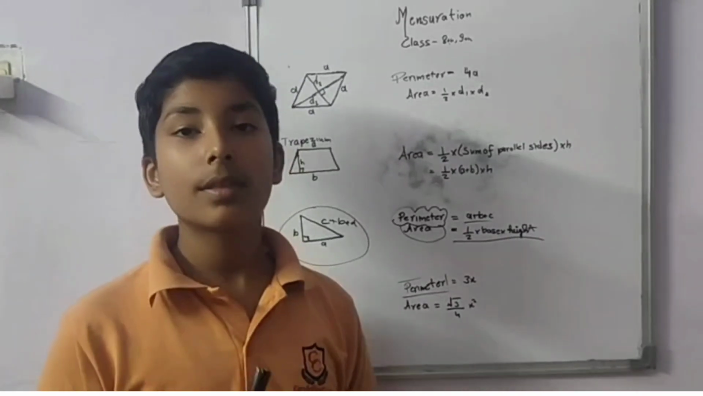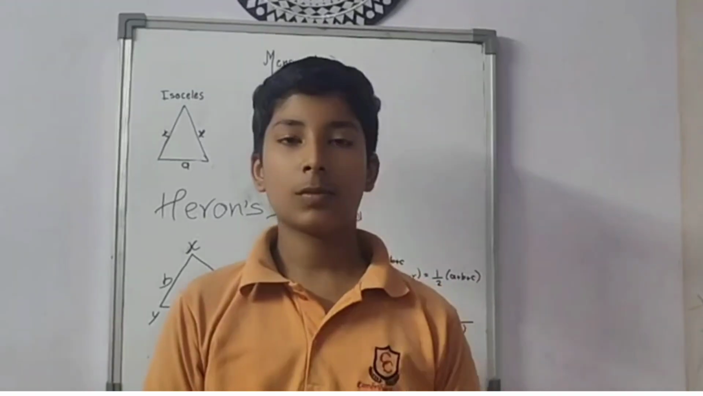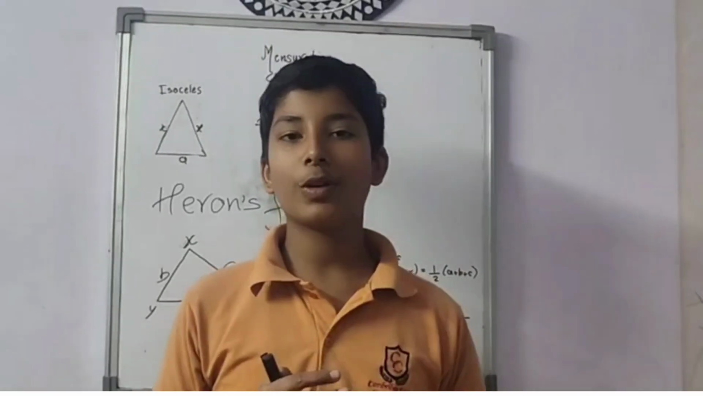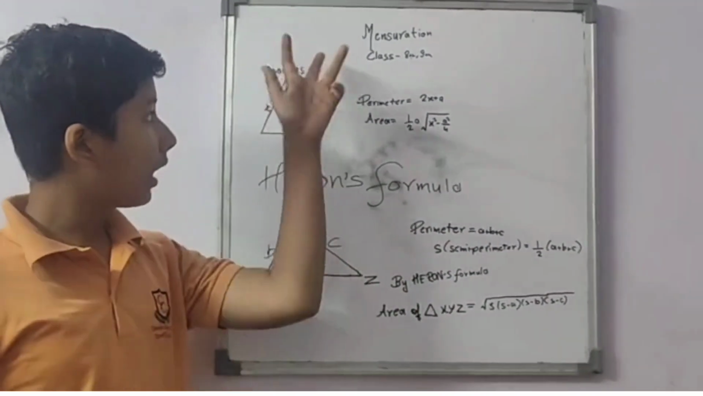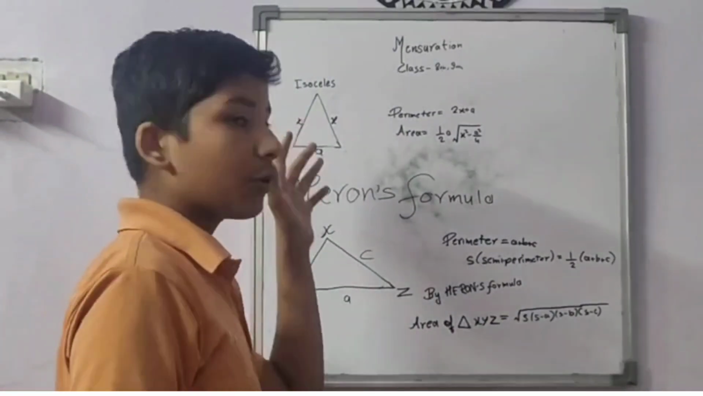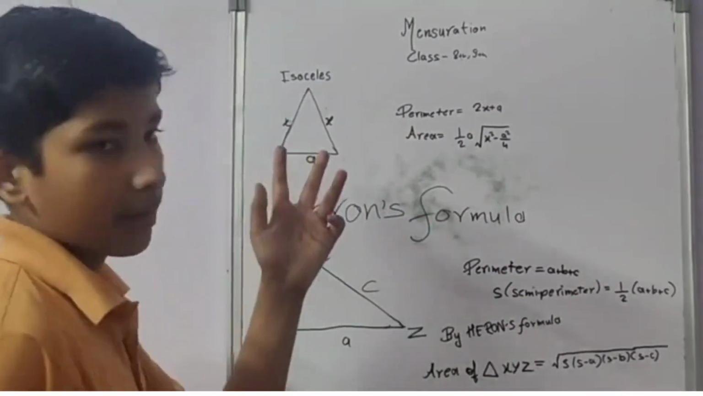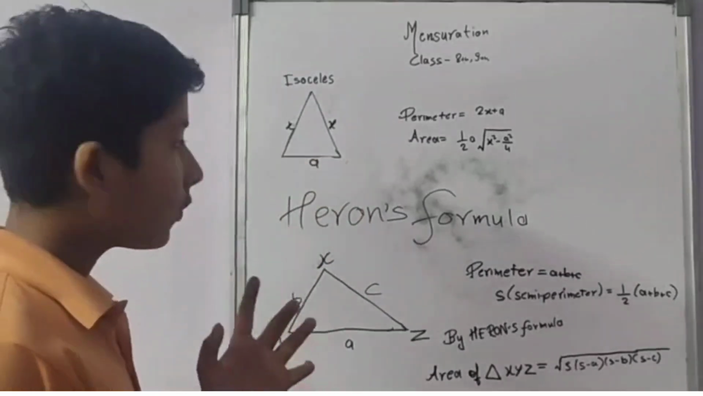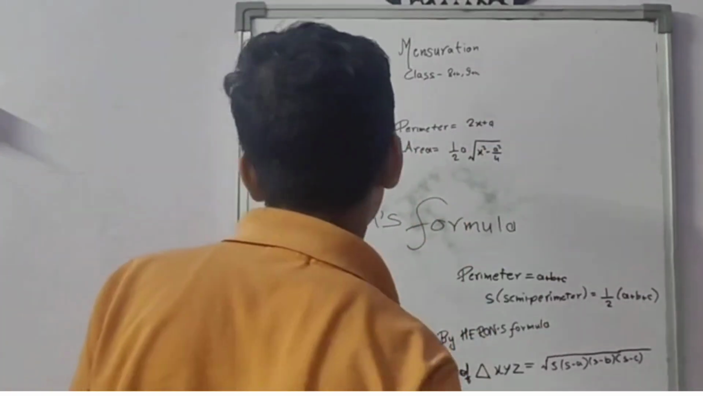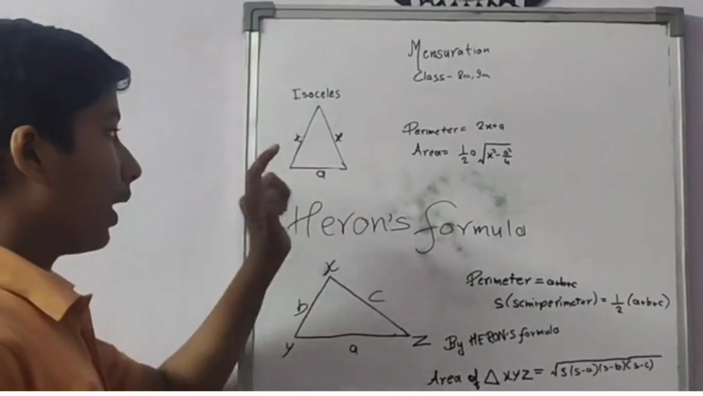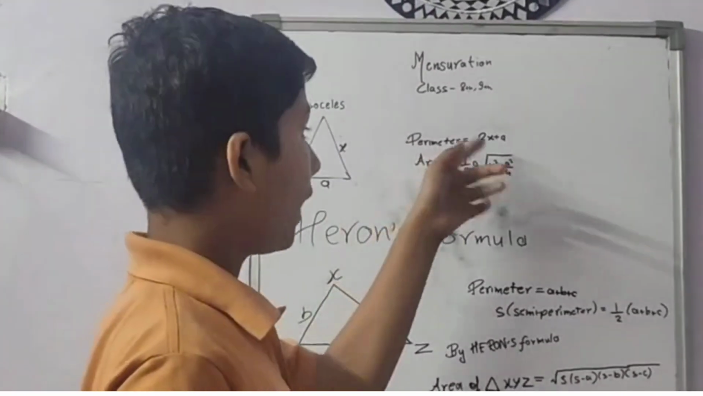Now there are some more figures. Let's talk about them. So friends, this is the most important part of our video. Firstly we will do the last figure, which is the isosceles triangle. Let's assume the equal sides are x and the unequal side is A. What will be the perimeter? This plus this plus this, x plus x plus A. 2x plus A will be our perimeter.